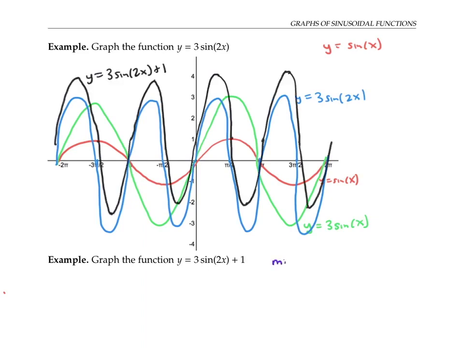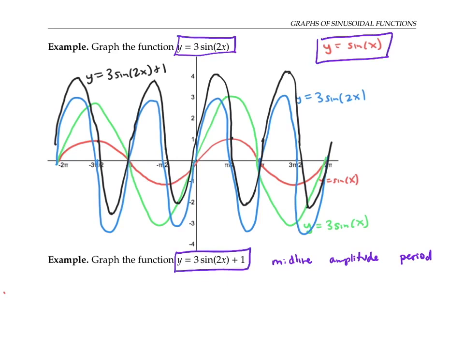Let's compare the midline, amplitude, and period of our original y = sine x, our transformed y = 3 sine 2x, and our further transformed y = 3 sine 2x plus 1. The original sine has a midline at y = 0, an amplitude of 1, and a period of 2 pi. For the transformed function, y = 3 times sine of 2x, the 2 on the inside shrinks everything horizontally by a factor of 1/2. So it changes the period of 2 pi into a period of 1/2 times 2 pi, which is pi. Since the 2 on the inside only affects x values and horizontal distances, it doesn't affect the midline, which is a y value, or the amplitude, which is a vertical distance.